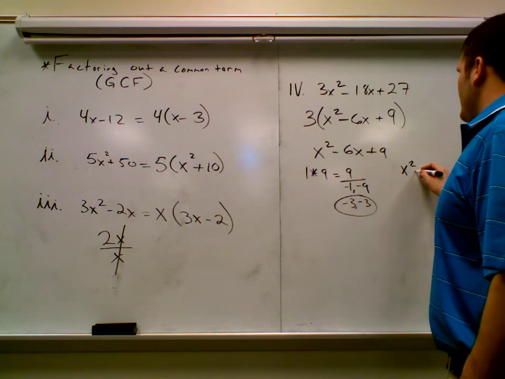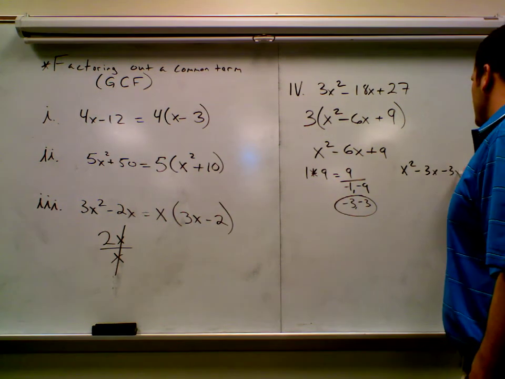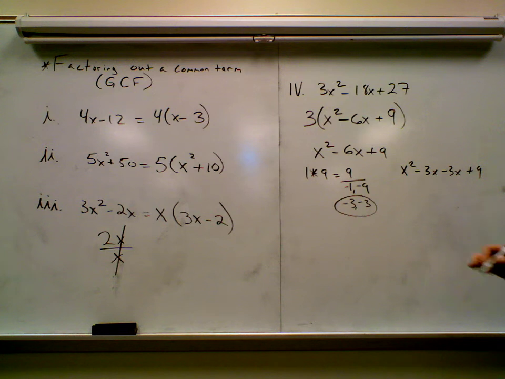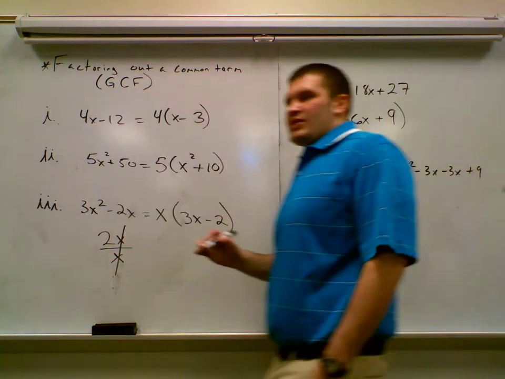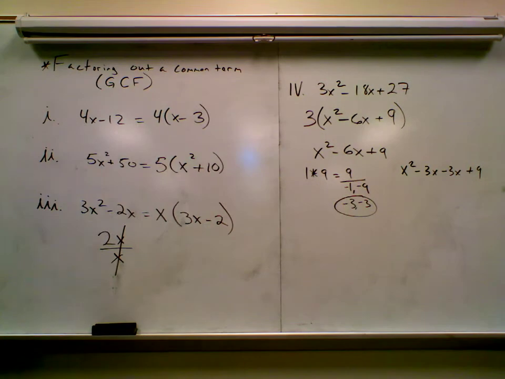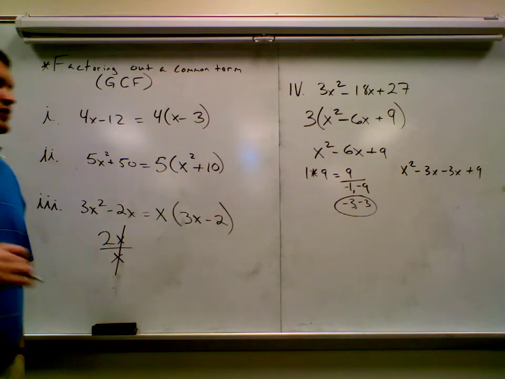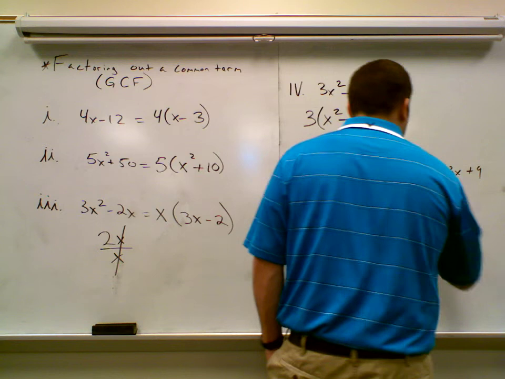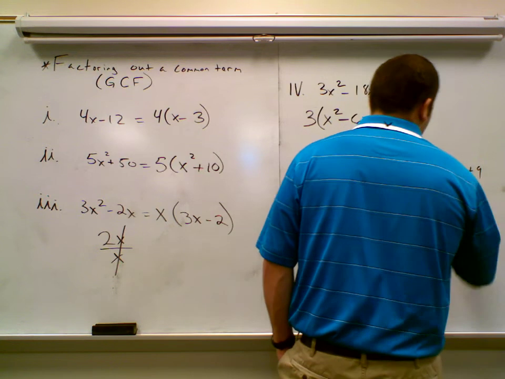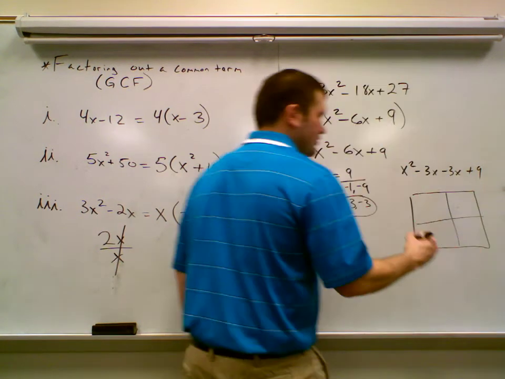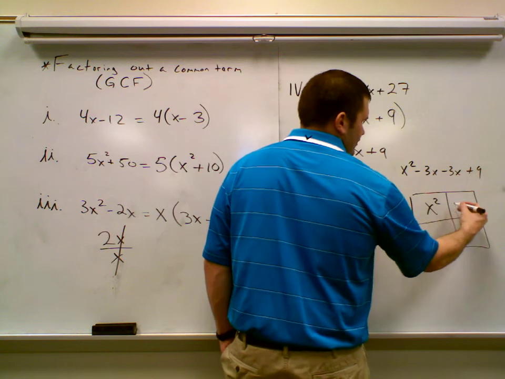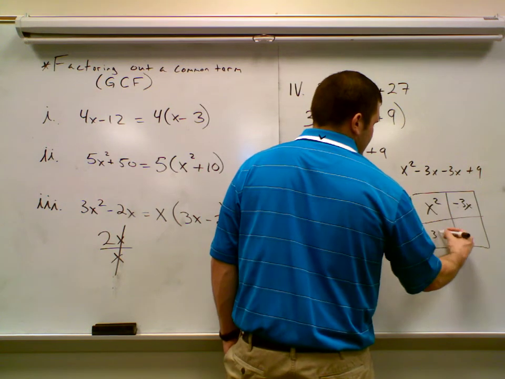So that means I can rewrite this as x squared minus 3x minus 3x plus 9. Right, does that make sense, guys? Yeah? And the box. Alright, x squared minus 6x plus 9.